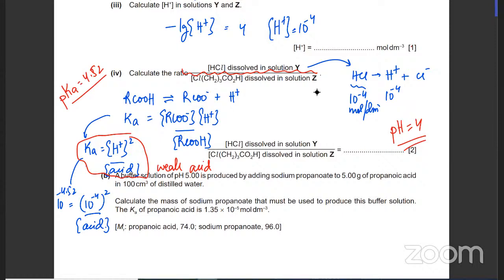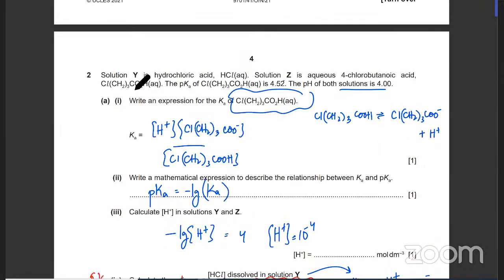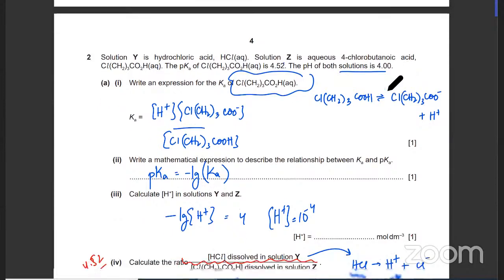The second part, the denominator, okay? That has nothing to do with the first one. They're completely two different solutions. Remember this, okay? This solution and the hydrochloric acid solution, one of them is solution Y, the other one is solution Z. They're not interlinked. They're completely different solutions. The only thing common between them is that they both have pH which is 4. Okay?